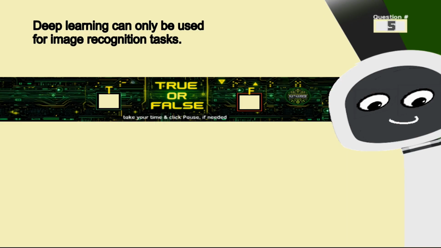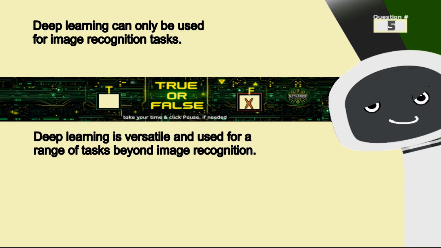True or false? Deep learning can only be used for image recognition tasks. That is false. Deep learning is versatile and can be used for a range of tasks beyond image recognition.